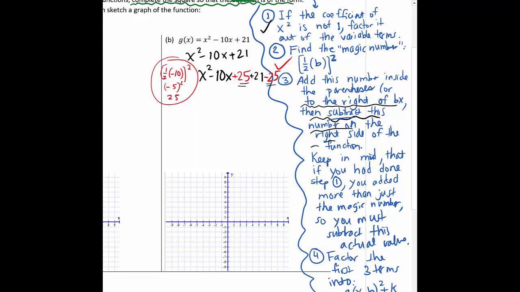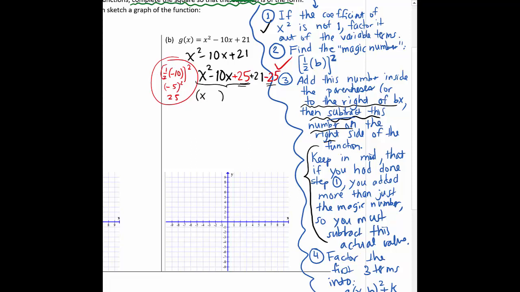Okay, and then all the rest of that step 3 is kind of just for if you had factored something out, and we haven't. So we don't really have to worry about that. That'll be for future problems. So we can move on to the last step. It says, factor the first 3 terms. So these guys should factor into a perfect square. So I'll ignore the 21 and the negative 25 at the end. That guy, it actually does, right?